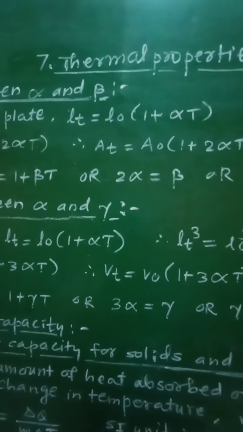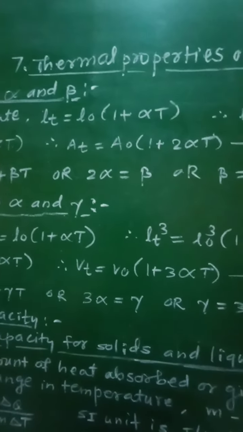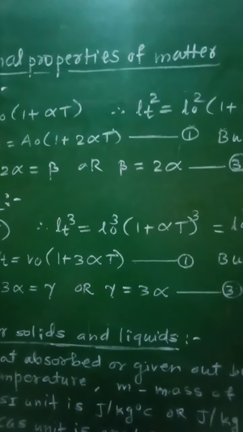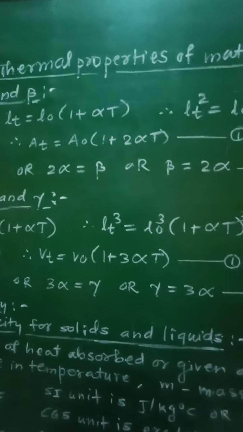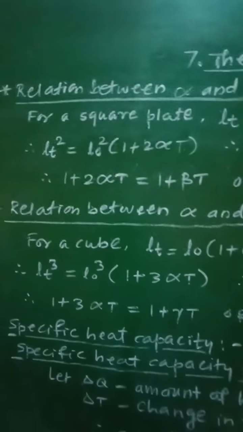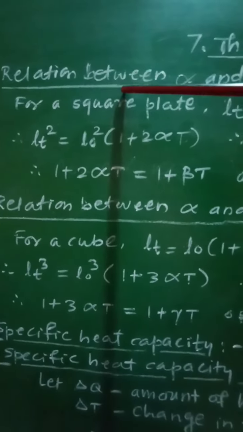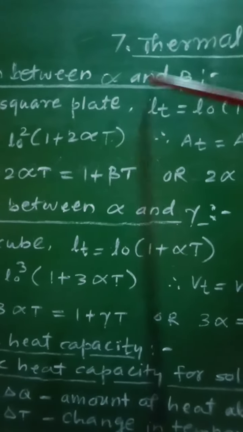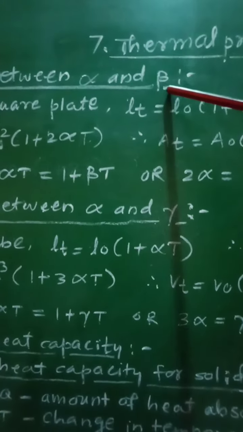Class 11th, Subject Physics, 7th chapter, Thermal Properties of Matter. From this chapter, let us see the relation between the coefficient of linear expansion alpha and the coefficient of areal expansion beta.